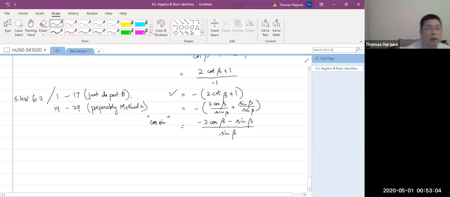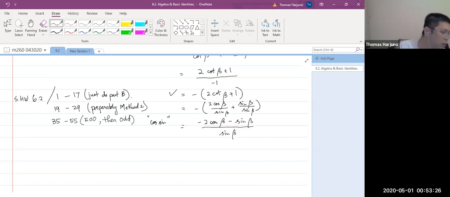Okay, and then number 35 to number 55, and every other odd. Then the rest of the odd. So you do every other odd first. If you feel that you're comfortable, go ahead with the 6.4. But if you don't feel like you are strong enough, then go on, do more.